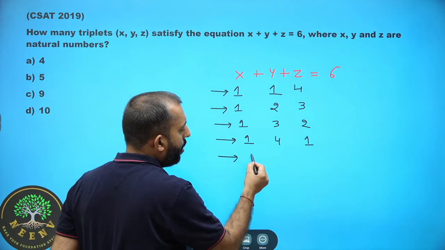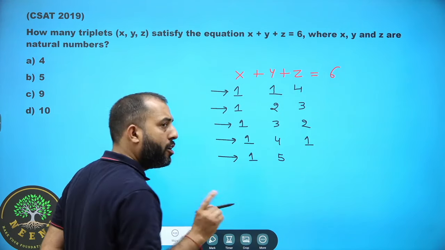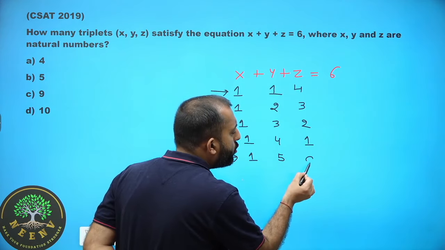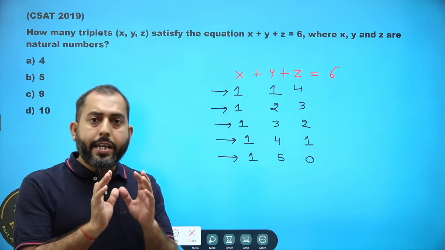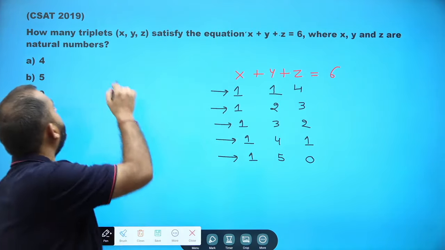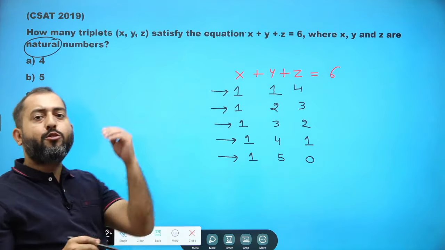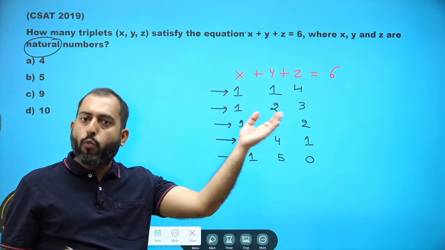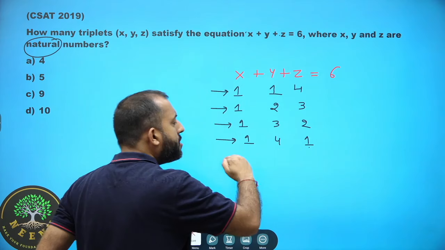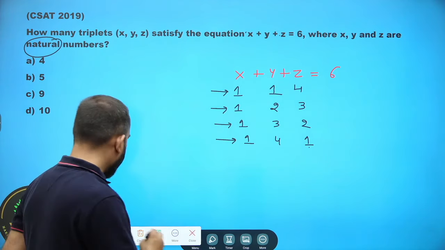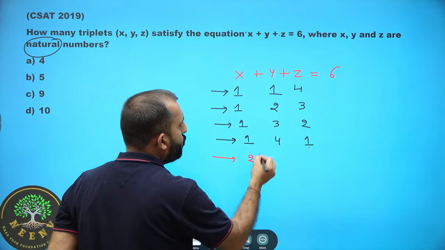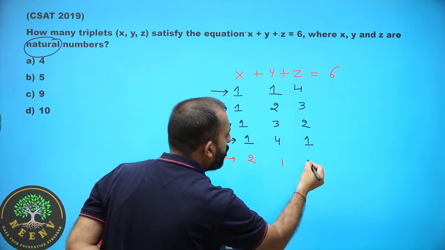Then can we do 1 plus 5? No. If you do 1 plus 5, then z has to be 0 here. And it is given to us that x, y, z are natural numbers, and we know that natural numbers start from 1. So the smallest value that z can take is 1 only. Hence the case with 0 is discarded. Now, next. Let's assume x is 2, y is 1, then z will automatically become 3.